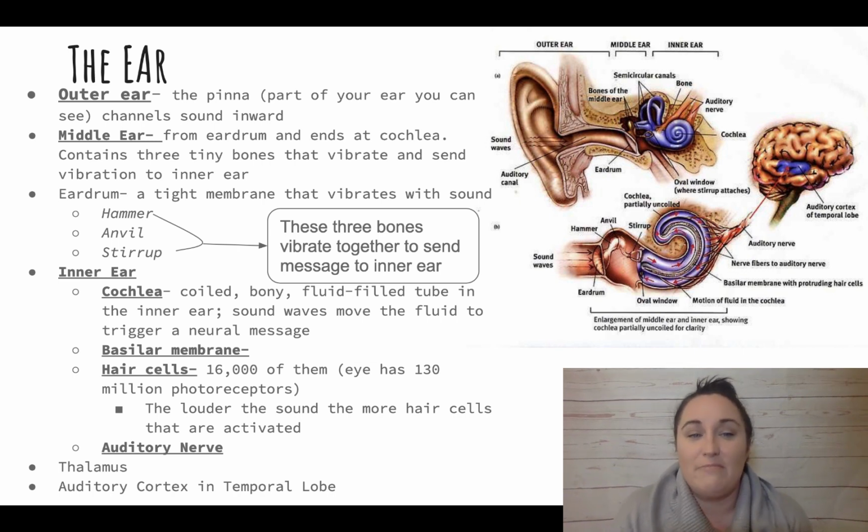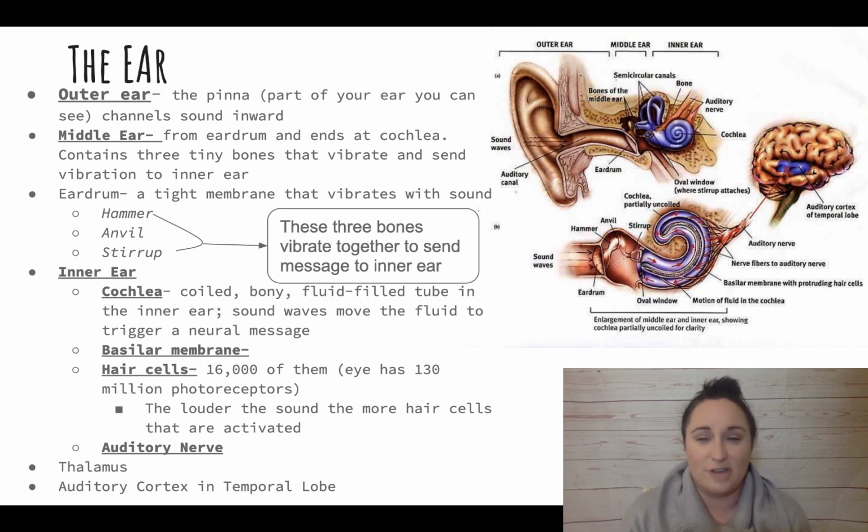Then you have the middle ear, and this goes from, if you're looking at the diagram, the eardrum, and it ends at the cochlea. So this is where a lot happens. And it contains 3 tiny bones that you do need to know: the hammer, the anvil, and the stirrup. These bones kind of work together and they vibrate to send the message inward.